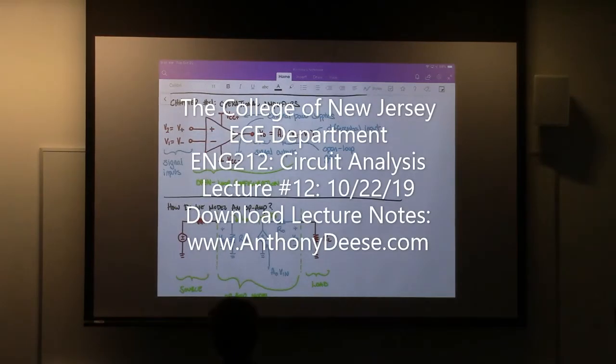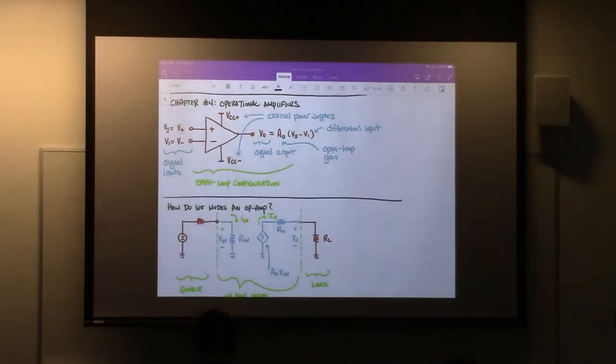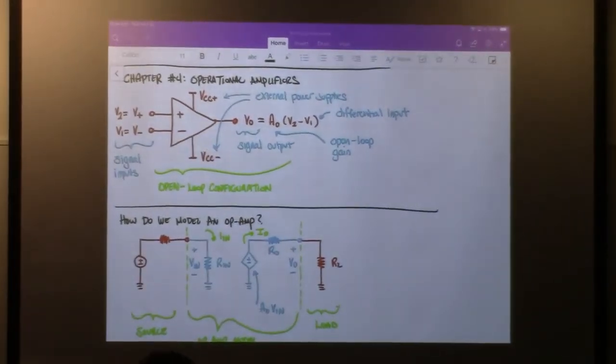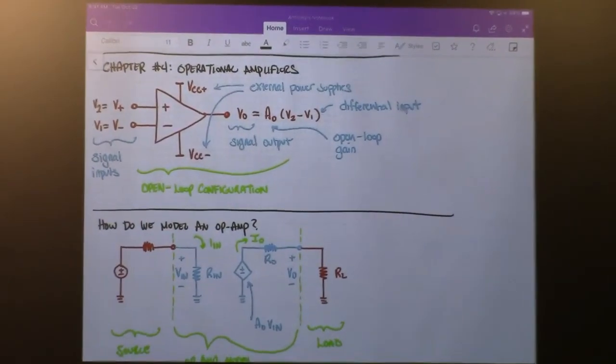Okay, so again, sorry for the late start, but today we're going to be jumping back into where we left off last time, which is operational amplifiers.